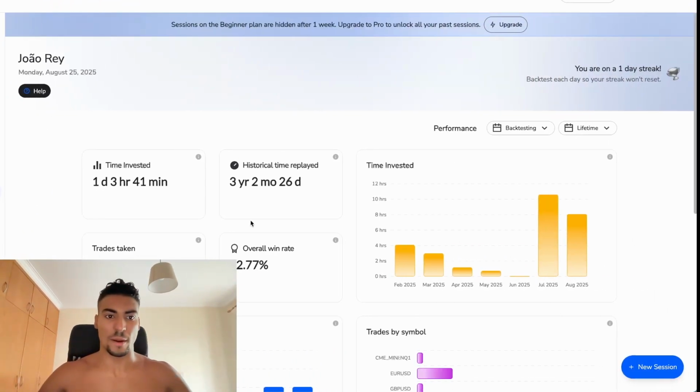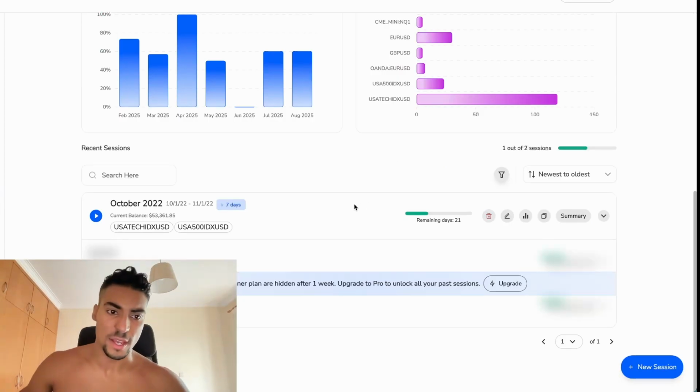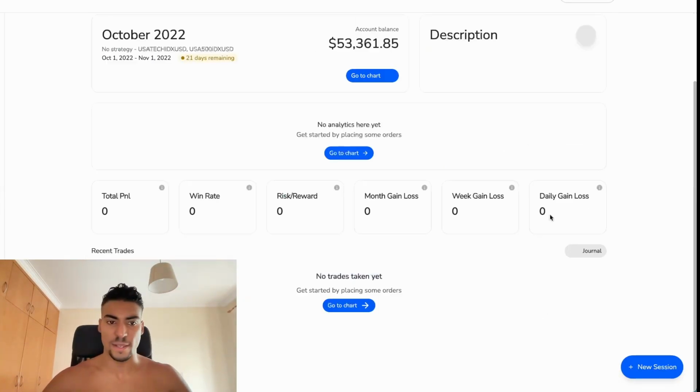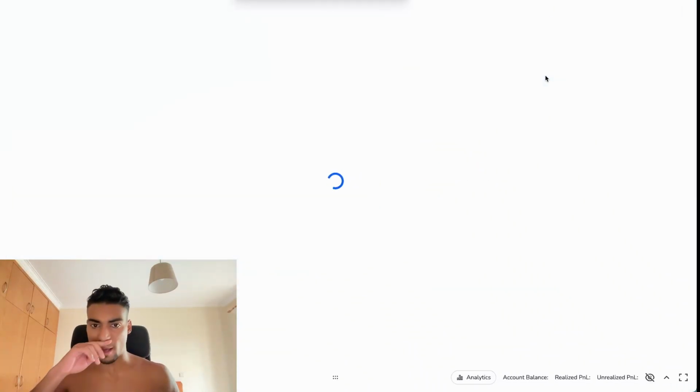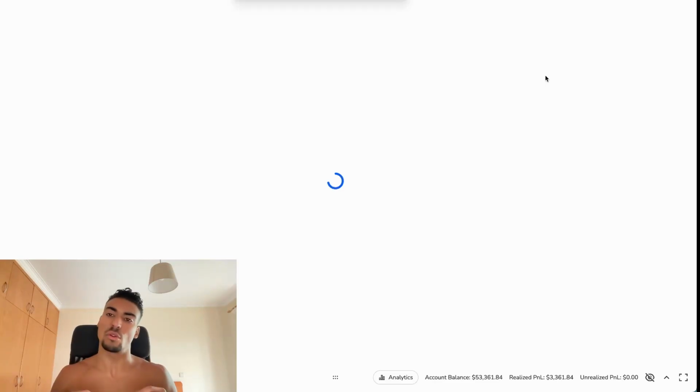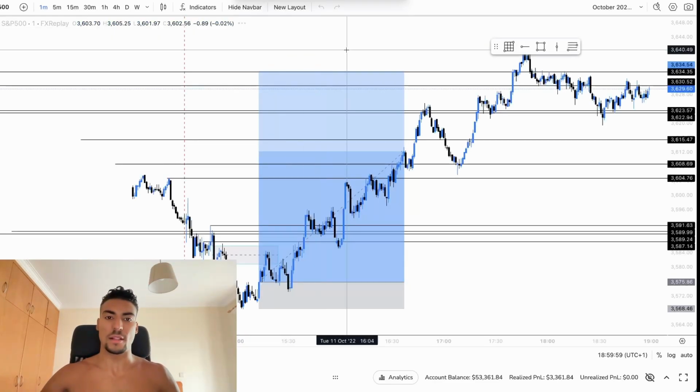Today is part 2 of the backtesting we were doing yesterday, October 2022. We have 21 days of the month remaining. I don't think we'll get it all out in this part just yet, because it's 21 days to go, but we'll see what we can do, and let's continue where we finished off.